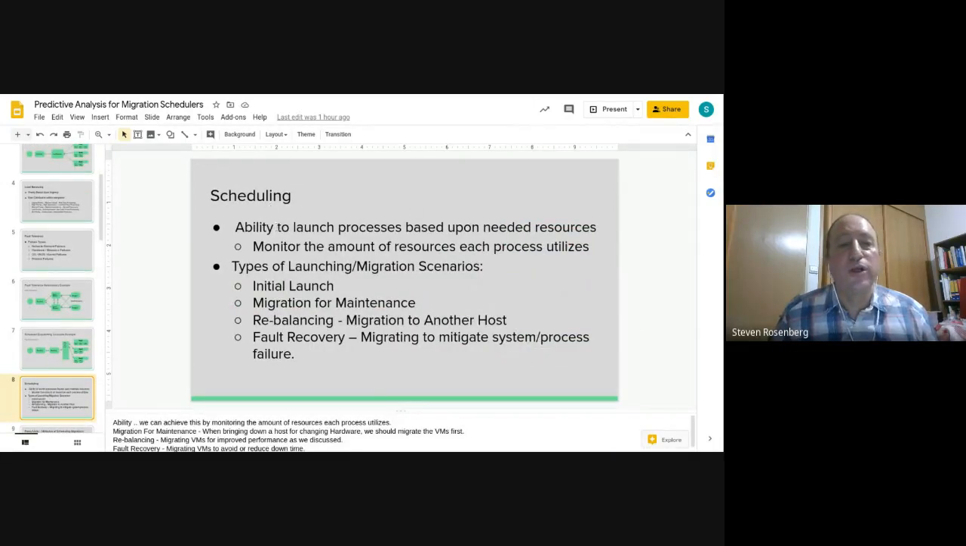So scheduling, the ability to launch processes based upon needed resources, such as monitoring the amount of resources each process utilizes, is one example of obtaining that.